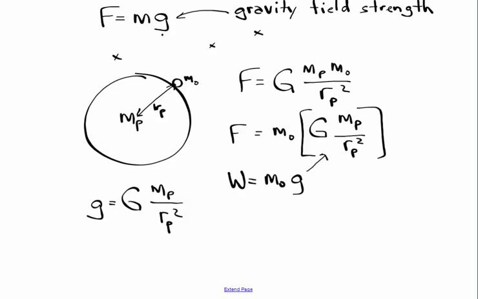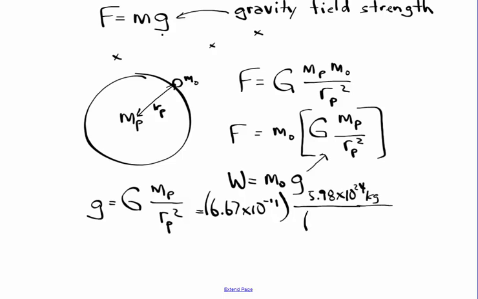Now, if I were to put the numbers in here for the planet Earth, I'm going to skip the units on big G for now. The mass of the Earth is 5.98 times 10 to the 24 kilograms. The radius of the Earth is about 6.38 times 10 to the 6 meters. If I put these numbers in here and do the math, I come out with, well, hallelujah, look at that. This is where the 9.8 comes from. It has to do with the mass of the Earth and the size of the Earth.